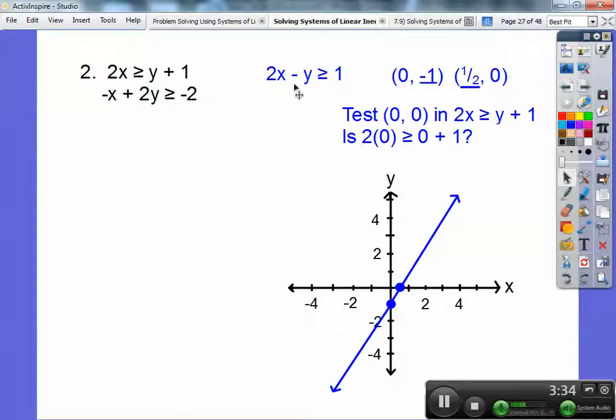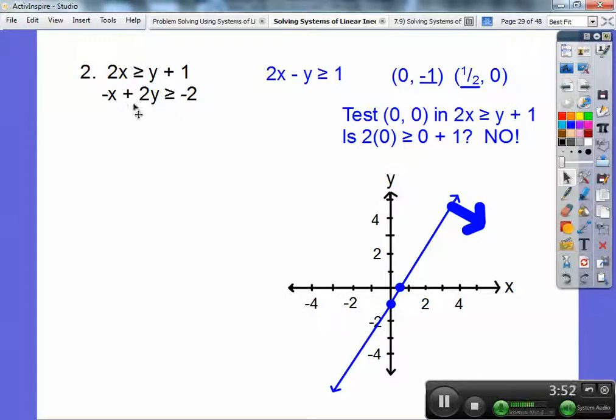We could have plugged it in this one also. Is 2 times 0 greater than or equal to 0 plus 1? Well, is 0 greater than or equal to 0 plus 1? That's a no, you guys. So I'm going to shade the other side. Since 0, 0 is on this side and it was no, that means shade the other side of the line.